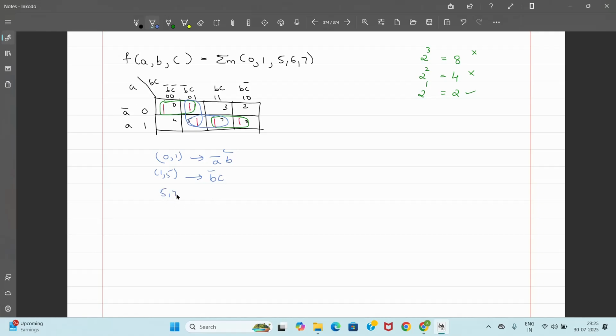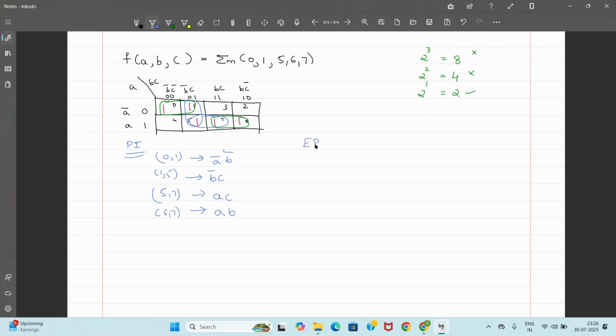Next group is 5, 7, whose equation is going to be A C. Okay. The last group is 6, 7, whose equation is A B. You just retain the variable which is not changing. Okay. So these are the 4 possible groups you have, and all these 4 groups are called prime implicants. Okay, four possible ways in which you can group the given numbers, that is, the prime implicants.